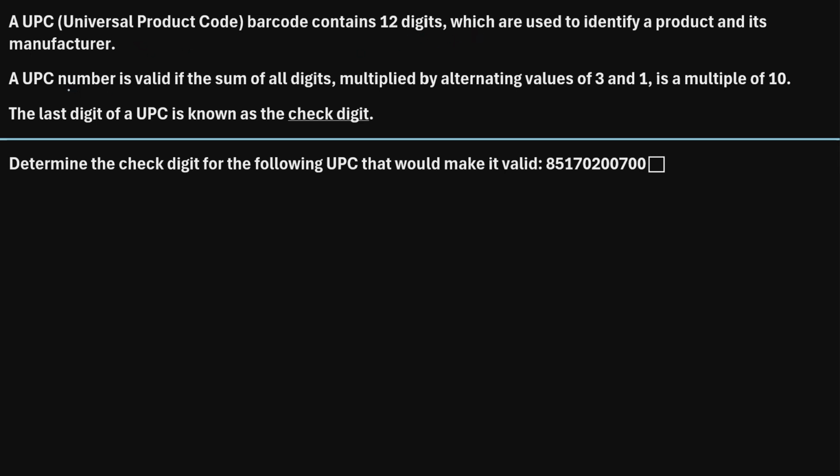manufacturer. Now, we say that a UPC number is valid if the sum of all digits multiplied by alternating values of 3 and 1 is a multiple of 10. And the very last digit of a UPC is known as the check digit.